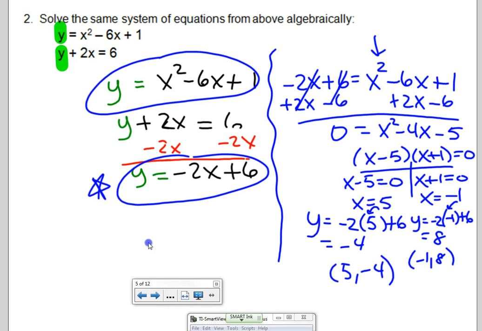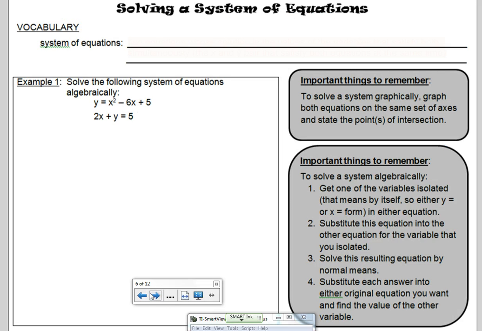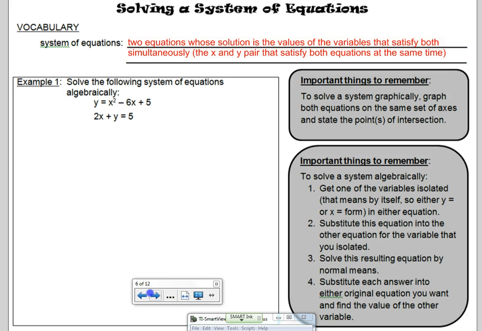All right, so moving on to this year's stuff, we're going to concentrate on the algebra because, like I said, most of the time it's not going to give you nice answers on the graph, and try graphing a circle on graph paper and trying to get points of intersection. It's not as easy as it sounds. So a system of equations is two equations whose solution is the values of the variables that satisfy both simultaneously. The x and y pair that satisfy both equations at the same time is really what that's saying.